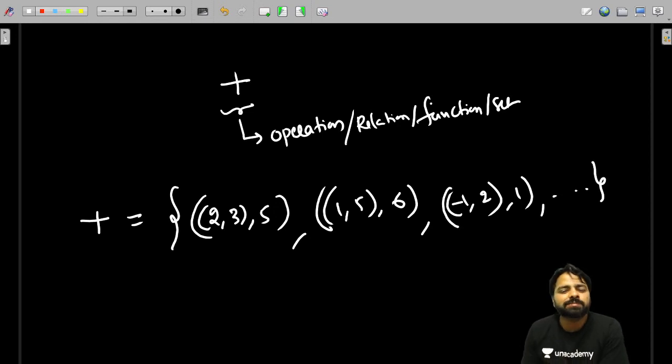Plus is a set, basically, where you have domain and codomain mapping. So this is how we define the operation. Every operation is basically a logic, an algorithm, a program. I can theoretically say a lot of things about plus.